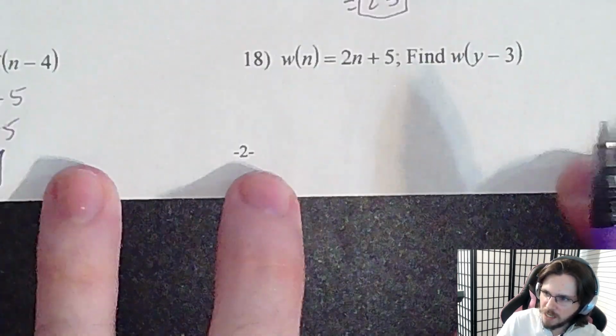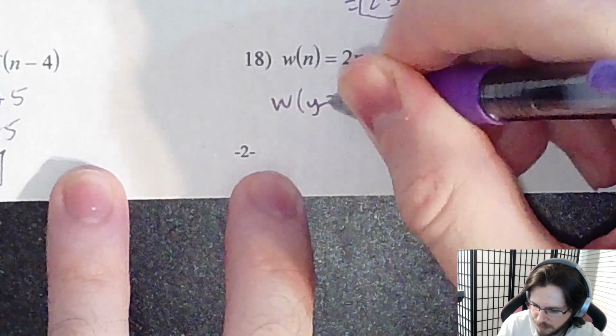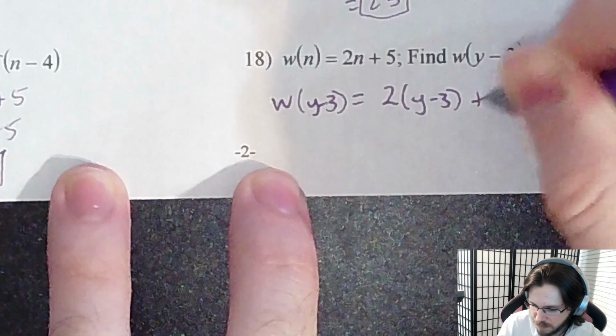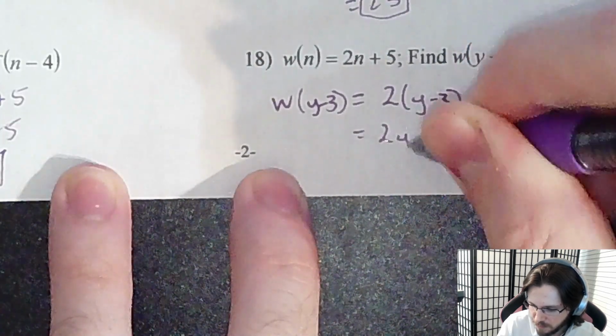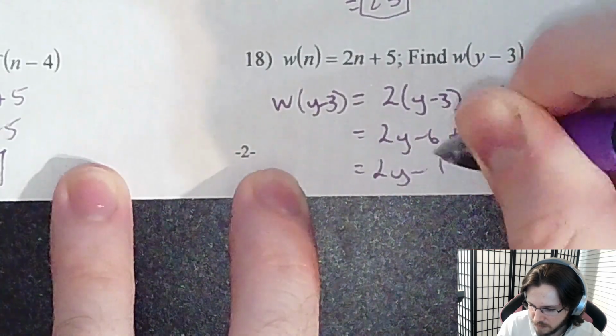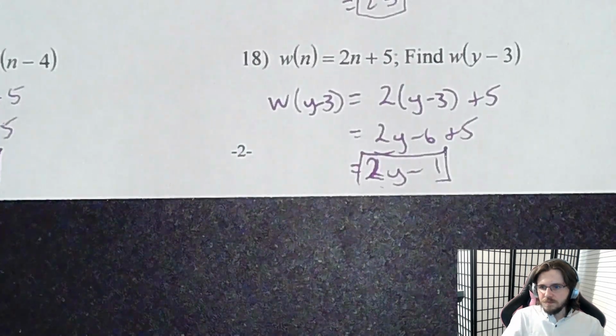Last problem of the day, find w of y minus 3. That n becomes a y minus 3, which means that this n becomes a y minus 3 plus the 5. You got 2y minus 6 plus the 5, and you get 2y minus 1.